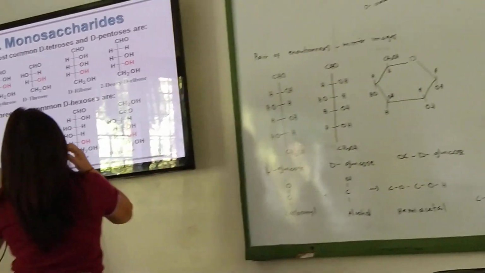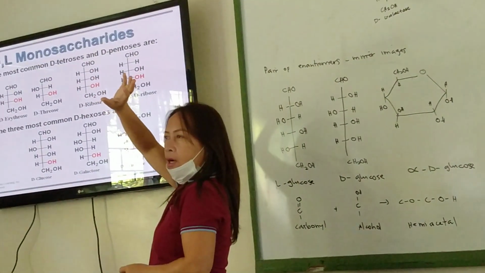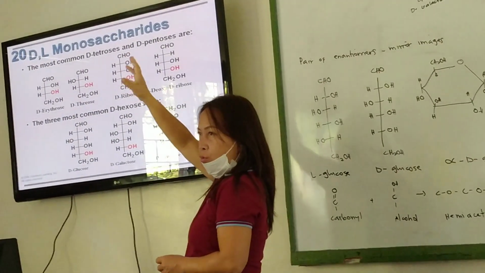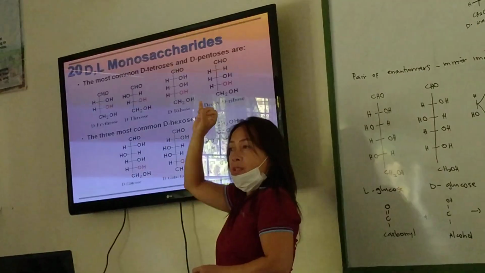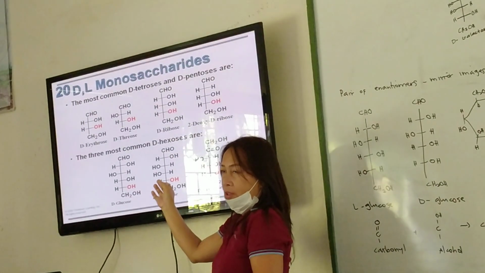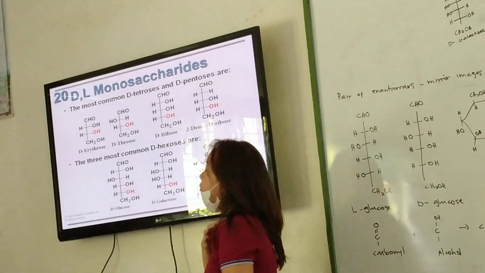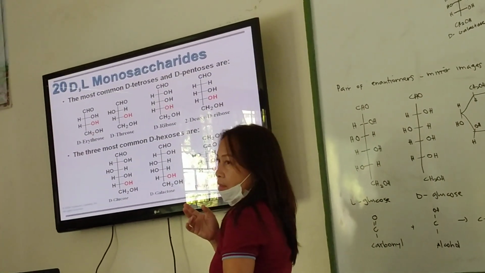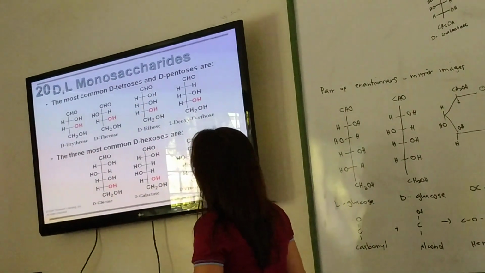Okay. Now we have this most common tetroses. I gave you a while ago examples of trioses. What are those trioses? The glyceraldehyde and dihydroxyacetone. So you have the aldotriose and the ketotriose. Now this time we have another example, tetroses, meaning they are made up of 4 carbon atoms.